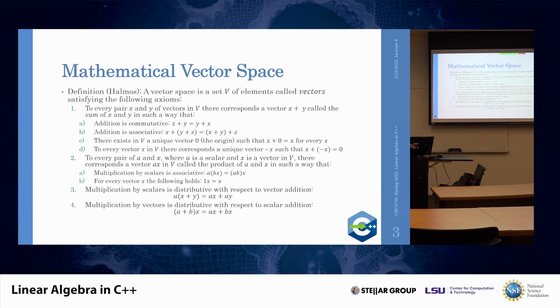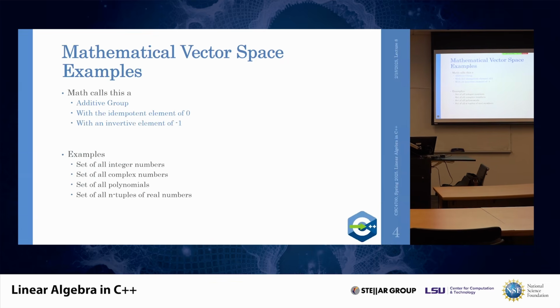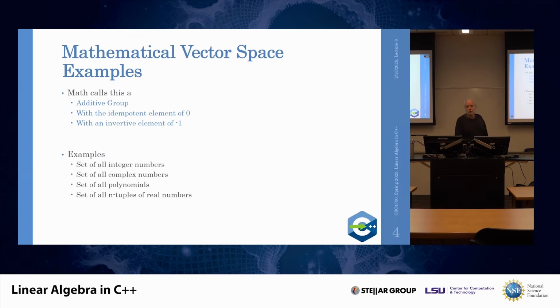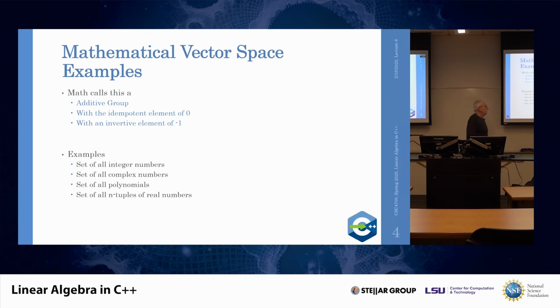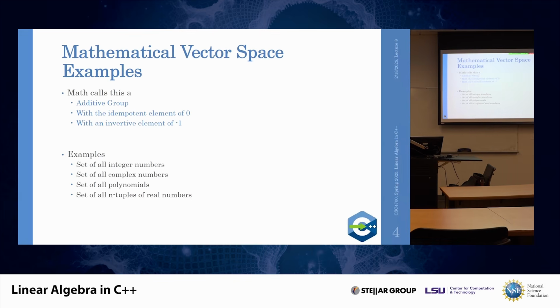Very formal definition of a vector space. So let's have a look. The math guys call this an additive group. So in case you are into abstract algebra concepts, this is an additive group with an identity element of 0 and an inverse element of -1.